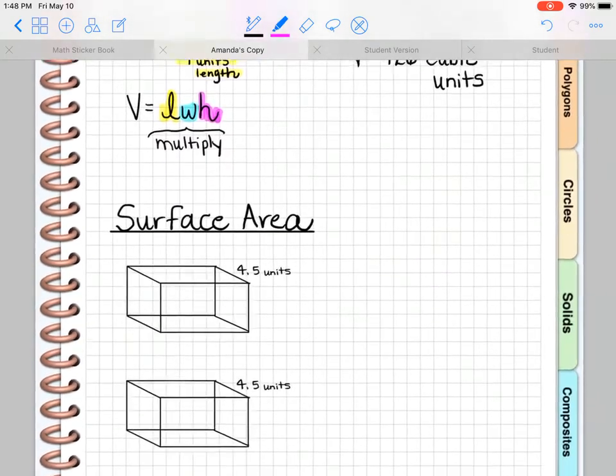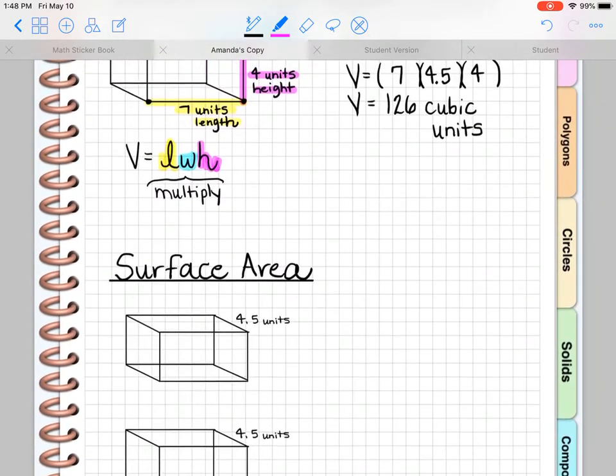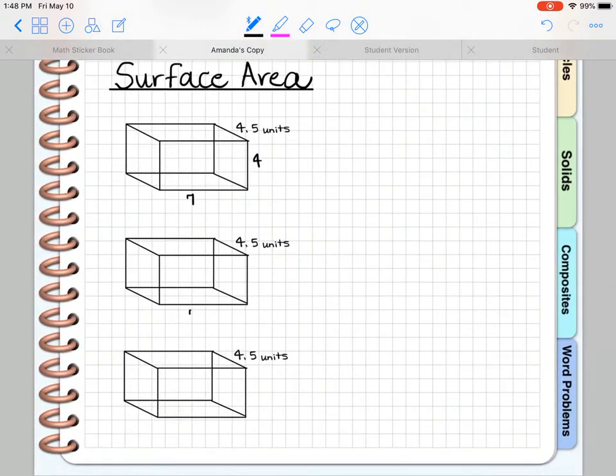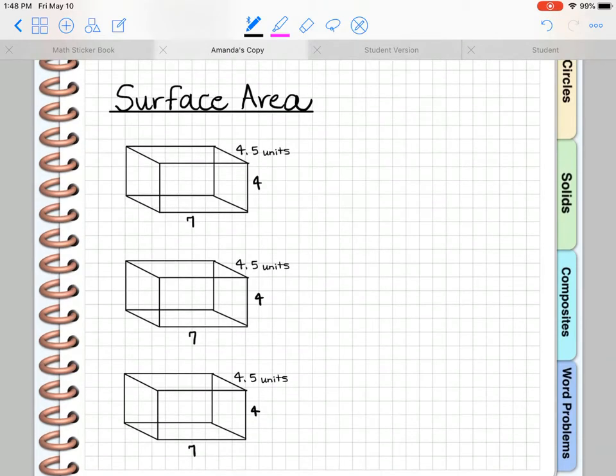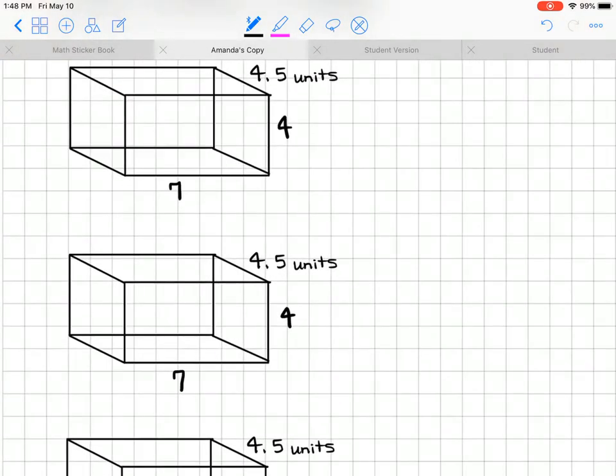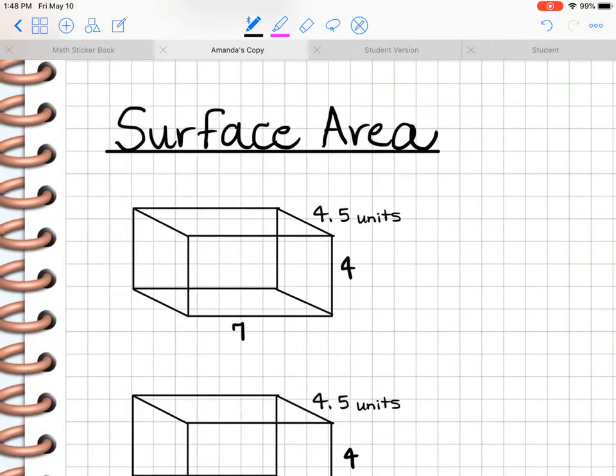Okay, at the bottom they want me to do surface area. Let me go ahead and fill in my units. That was 7 and this was 4. Let me do that for all of them. And this is where we have to do some parsing. We talked about that in the last video. I'm sorry to keep saying that word over and over, but I really want you to get that into your mind. So let's start.